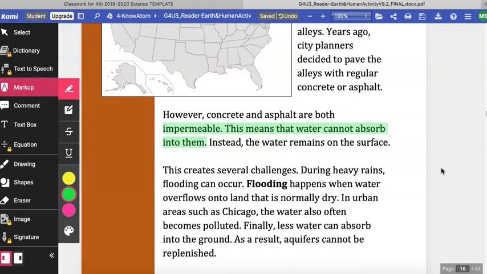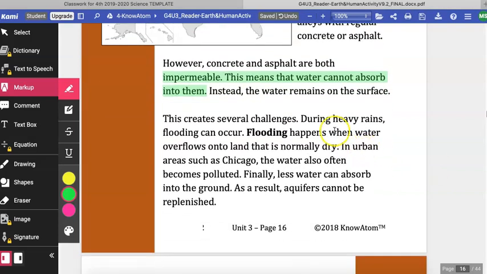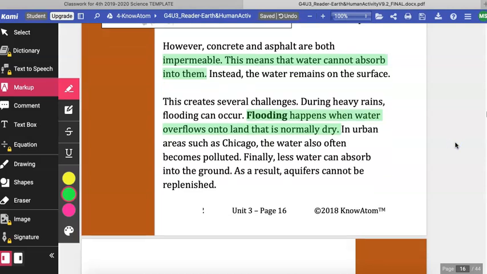This creates several challenges. During heavy rains, flooding can occur. Flooding happens when water overflows into land that is normally dry. In urban areas, such as Chicago, the water also often becomes polluted. Finally, less water can absorb into the ground. As a result, aquifers cannot be replenished.